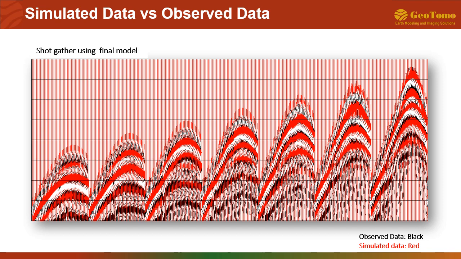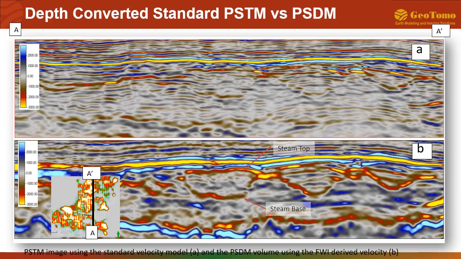Here is an example showing you how the FWI algorithm converges until the field shot gather, shown in black, matches the simulated shot gather, which is shown in red. Here is an inline section to compare the monitor PSTM stack, shown in the upper panel, versus the PSDM stack using the FWI velocity, shown in the lower panel. The steam top and base are well imaged on the PSDM stack.